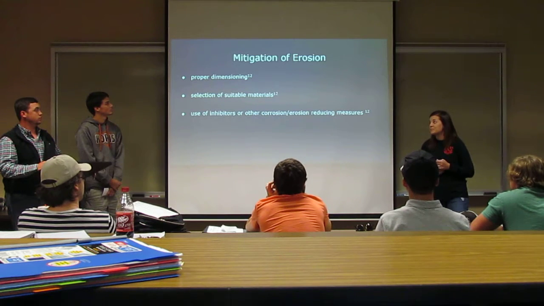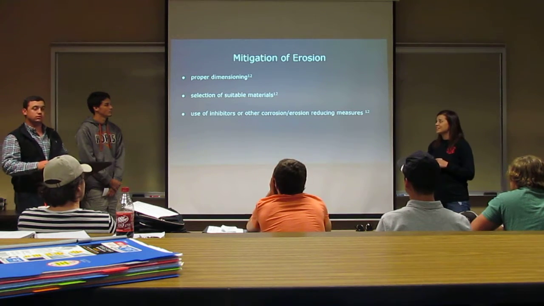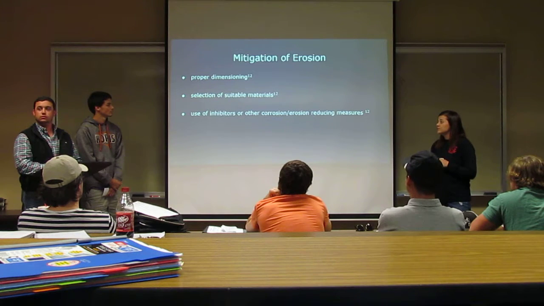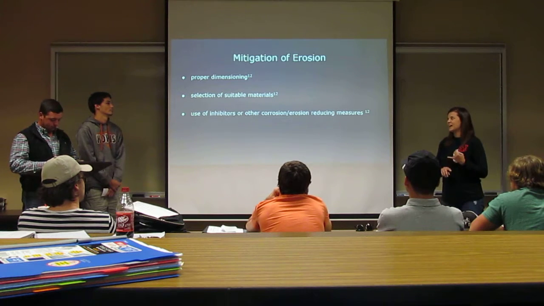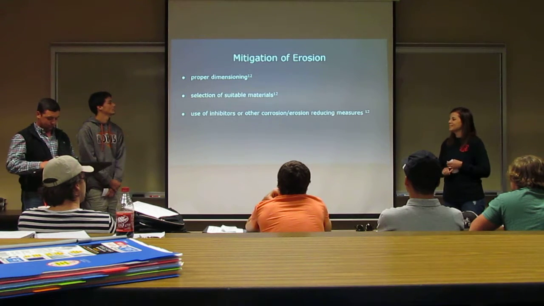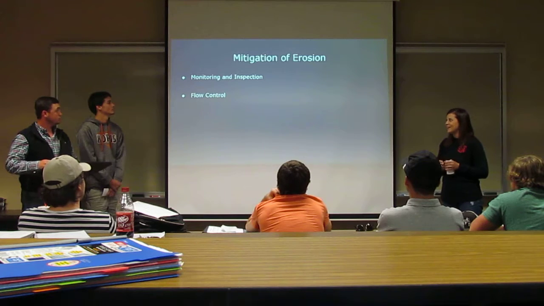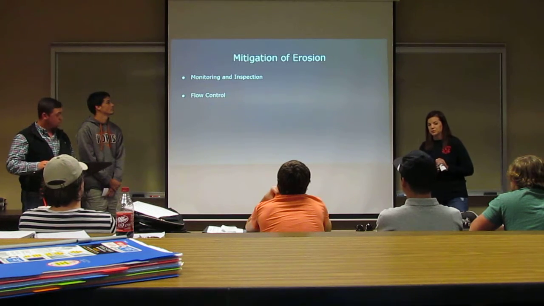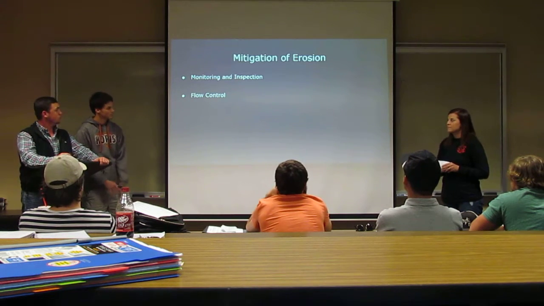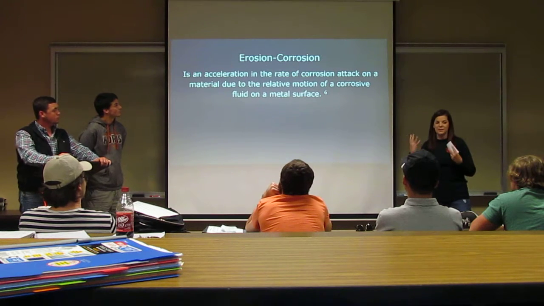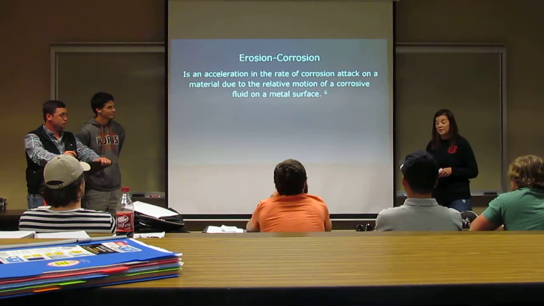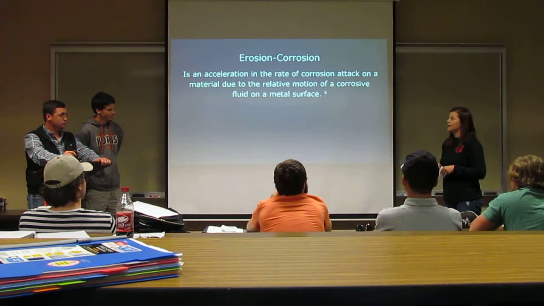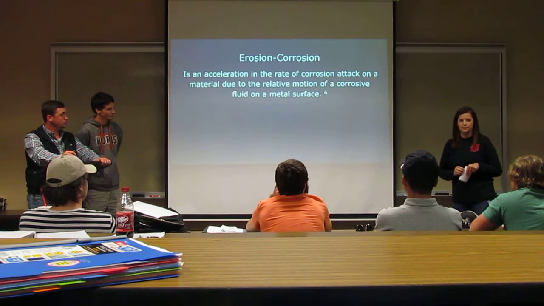For mitigation, you need to do proper dimensioning, selection of suitable materials, and use of inhibitors or other erosion reducing measures. You also need material selection, and monitoring and inspection of flow control. A lot of ways to test it would be to use your pipe wall gauges and ultrasonics.